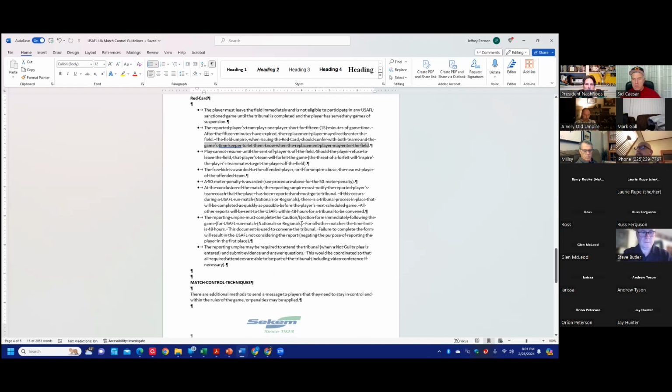So that's the last two bullets there. Doing the paperwork for nationals and regionals, that's easy because we have that there on site. We take care of it. The tribunal is already set up to be taken care of for those tournaments. For other matches or other tournaments that are not run by the USAFL, then you'll have to go to whoever's in charge of that game or that tournament to figure out how to deal with the tribunal. If it can't be done on site, that player is done for the day, and it will get kicked upstairs to the USAFL, and the USAFL will decide how they need to administer that tribunal.